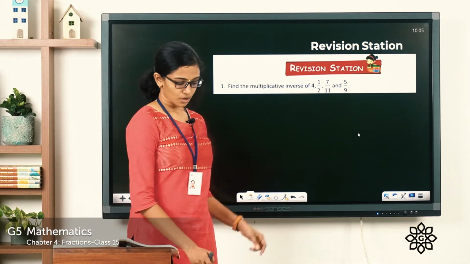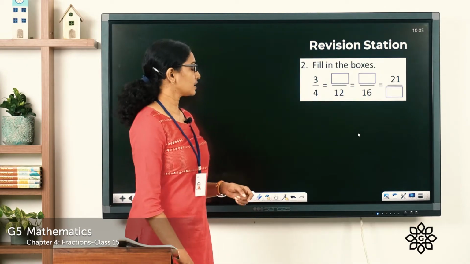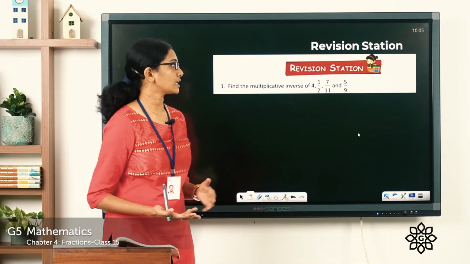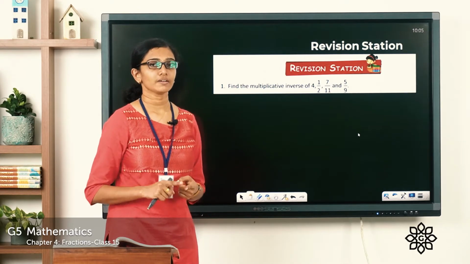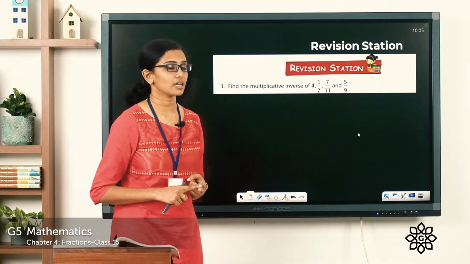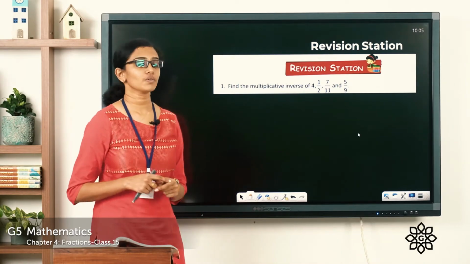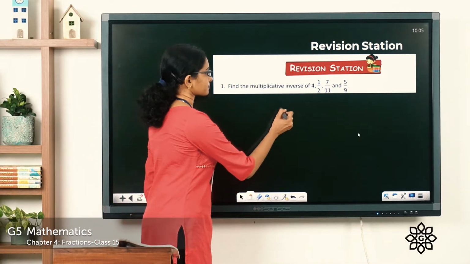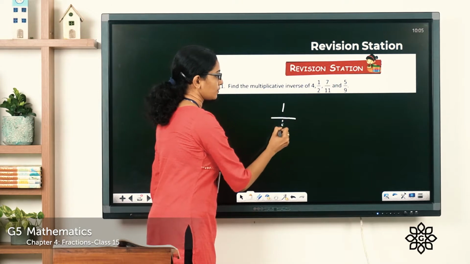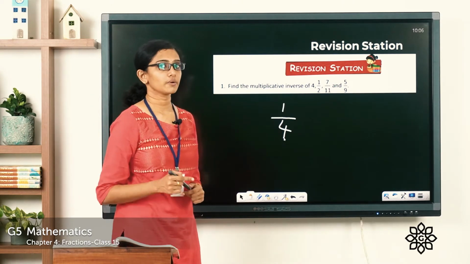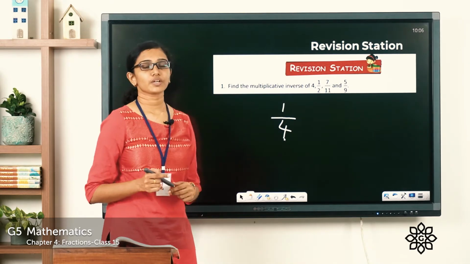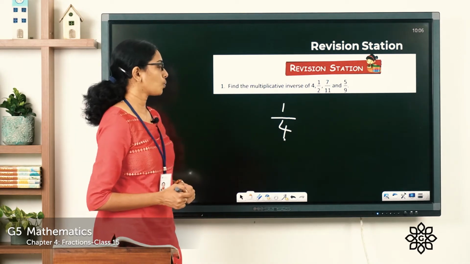What about 4? 4 is a whole number and it does not have a denominator. So let's assume 4 has a denominator 1, which will not make any change to the value. So the multiplicative inverse of 4 will be 1 by 4. Clear? So 1 by 4 into 4 will give the product 1. So the multiplicative inverse of 4 is equal to 1 by 4.